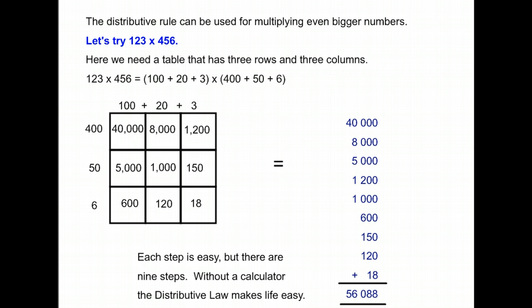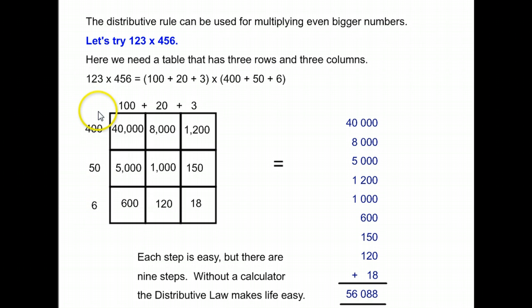Alright, let's try it for multiplying even bigger numbers. Let's try 123 times 456. Here we need a table that has 3 rows and 3 columns. So first of all, let's break up 123. That's 100 plus 20 plus 3 times 400 plus 50 plus 6. Alright, so let's put in our headings for our columns and our headings for our rows, and let's do the multiplication.